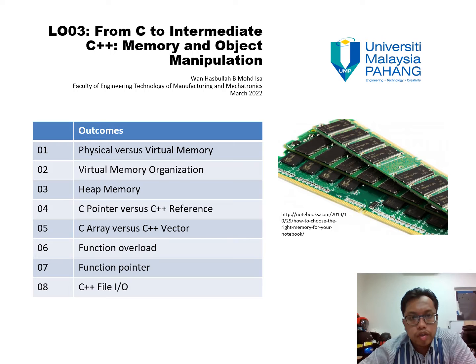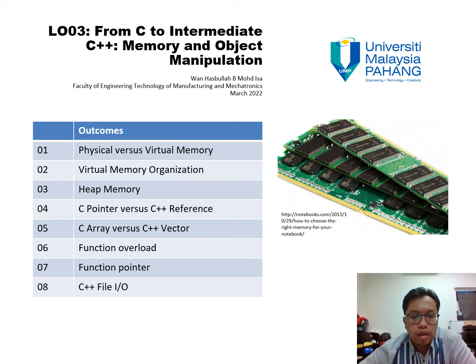Today I'm going to give you a lecture for our third topic in the software development course, which is about memory and object manipulation. We will talk about virtual and physical memories, and then the organization of the virtual memory itself. Then, what is the heap memory, and we will discuss pointers against references, what the differences are and also what the similarities are, and then the comparison between the vector and array.